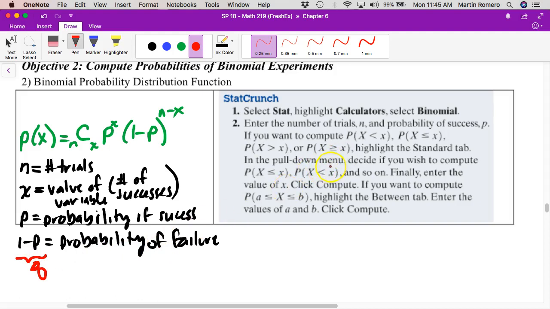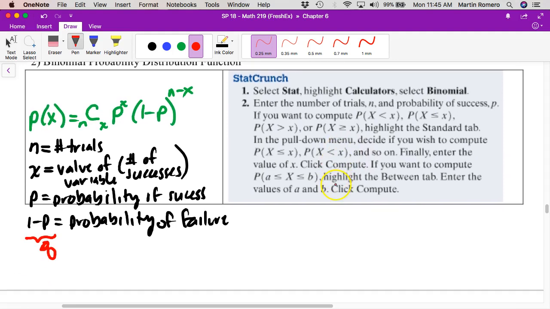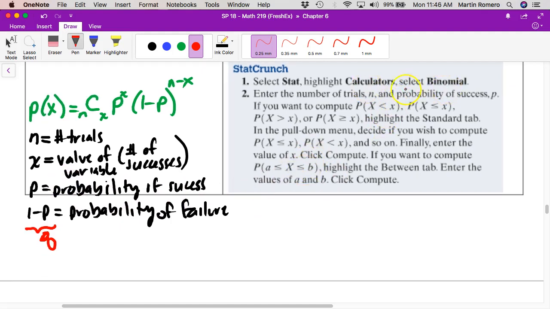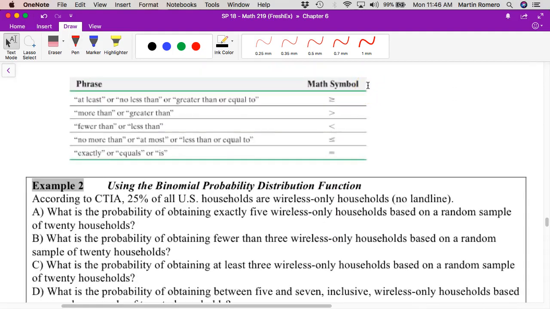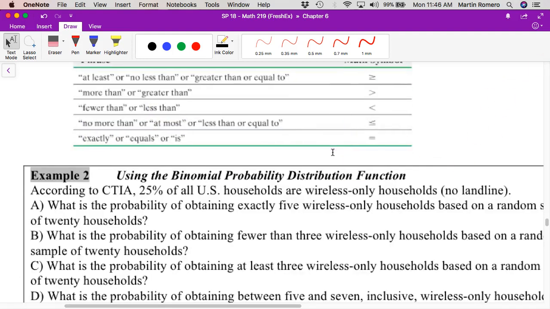Once we identify these values, we can calculate the probability of that event occurring. This is very different from what we had to do in chapter 5. Here we're just going to use this formula, and StatCrunch is what we're going to plug it into. It's called a binomial calculator. Let's look at an example. Also make a note here of some important terminology, at least more than what symbols go along with that language. I put that there so you have it.